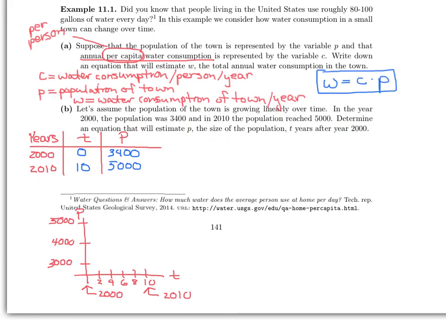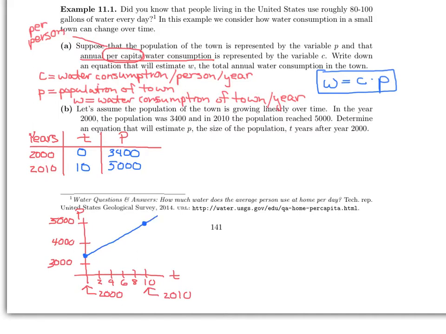So when t is 0, p is 3,400. That would be approximately here. And when t is 10, p is 5,000. That would put us approximately here. And we're told that the population is growing linearly over time, so that would mean I would connect the 2 points with a straight line.